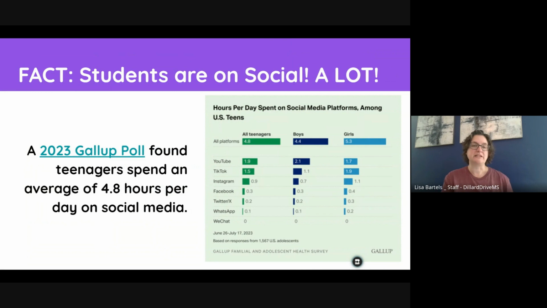It's not going to surprise you that your students are on social media a lot. The Gallup organization did a poll in 2023 and found that teenagers spend an average of almost 5 hours per day on social media. If you have your own teenagers at home, or if you spend a lot of time with teenagers, this probably won't surprise you. But all teenagers spend an average of 4.8 hours. It's disaggregated by boys and girls. Girls spent a little bit more time.